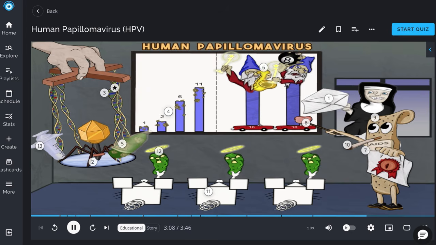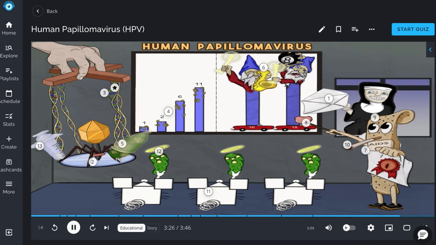Types 1, 2, 6, and 11 cause warts. More specifically, types 1 and 2 cause plantar warts, while types 6 and 11 cause genital or venereal warts, which are also referred to as condyloma acuminata. Types 16 and 18 can lead to cervical carcinoma and penile carcinoma in women and men, respectively.